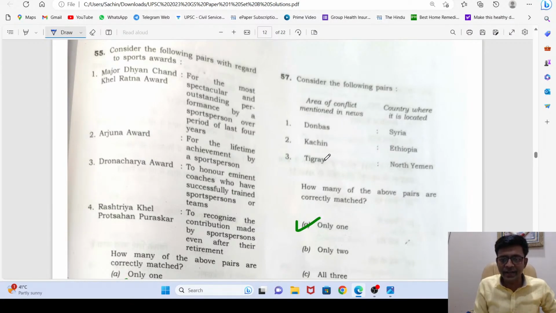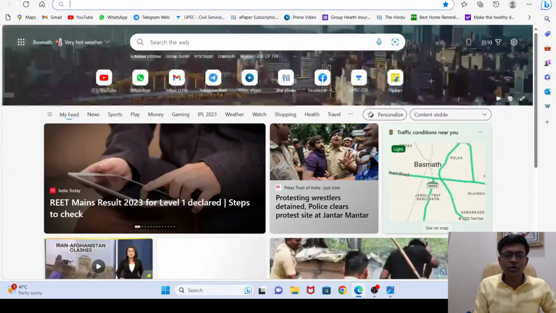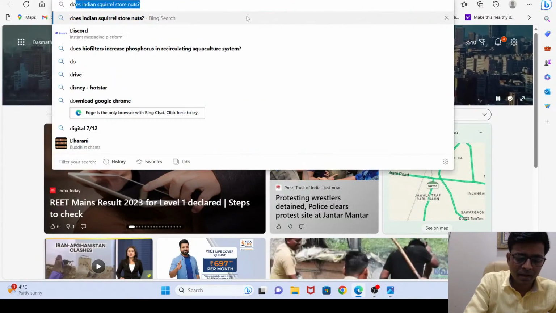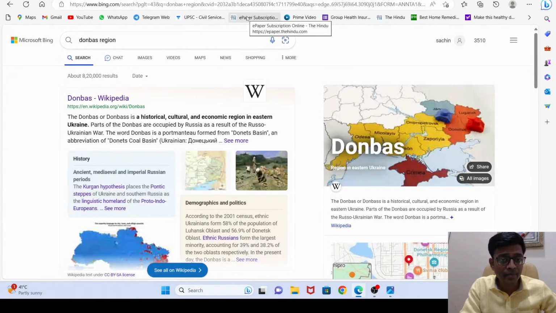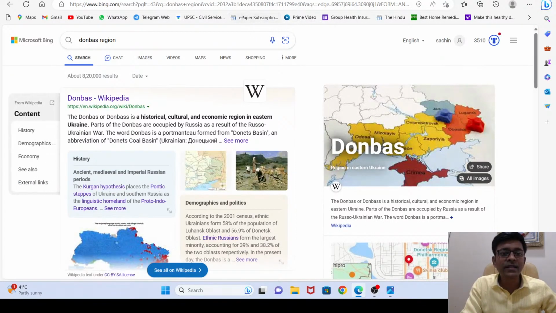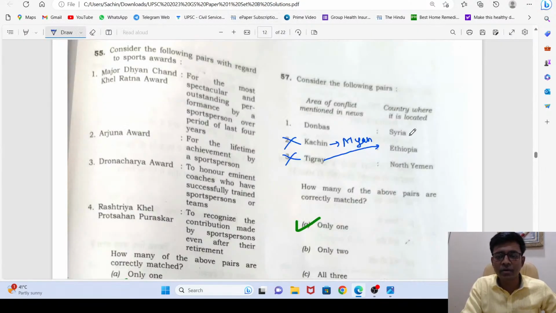57. Now see, Tigray region is in Ethiopia. Kachin region is in Myanmar. They are asking how many of the above pairs are correctly matched. So third is not correctly matched, second is also not correctly matched. We will check out the Donbass region. It is in Ukraine. Means Donbass, Syria is not correctly matched.